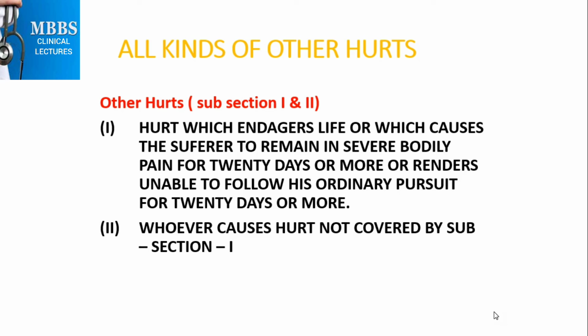Then is the other hurt subsection 2. Whoever causes hurt not covered by subsection 1. Even given that some injuries are missing, these will be covered under subsection 2. And the common example for this is the bruise or contusion, which is not mentioned in any injury we have discussed up till now. So that bruise will be labeled as other hurts subsection 2. I repeat, a bruise on any part of the body, a contusion on any part of the body will be labeled as other hurts subsection 2.